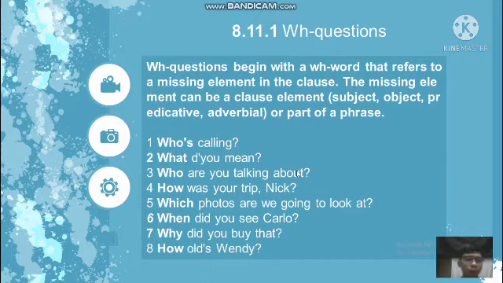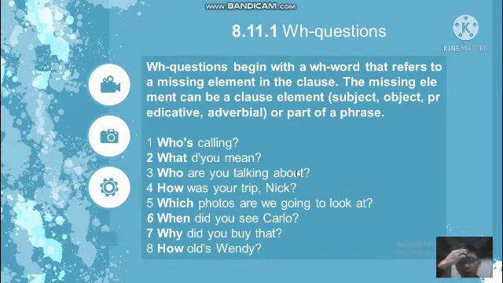And we have who are you talking about? It is our prepositional object. Who is our prepositional object. Then we have how was your trip, Nick? It is our subject predicative. Then we have which photos are we going to look at? Which photos is part of a noun phrase. When is our adverbial of time. Why is our adverbial of reason. And how is part of an adjective phrase.